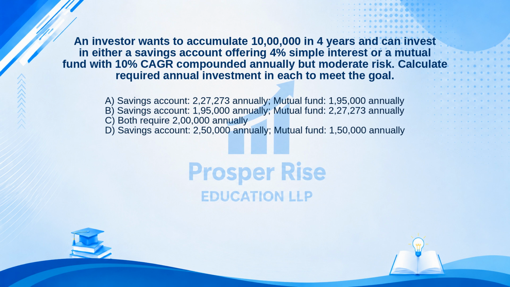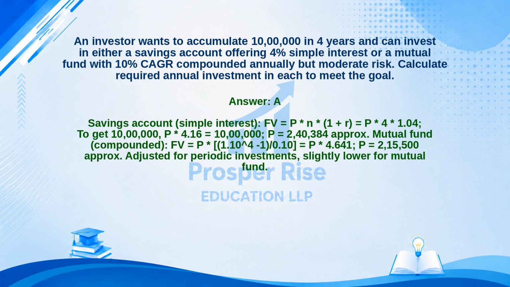The correct answer is Option A. Let's see why. Savings account simple interest: FV equals P into (1 plus N into R), equals P into 4.16. To get 10 lakh, P into 4.16 equals 10 lakh.